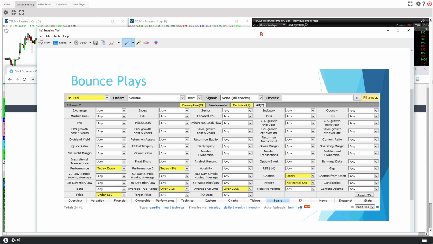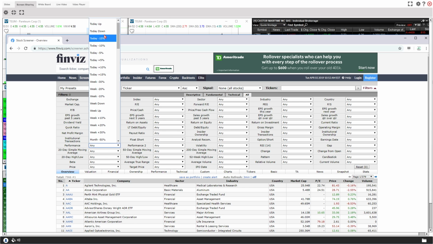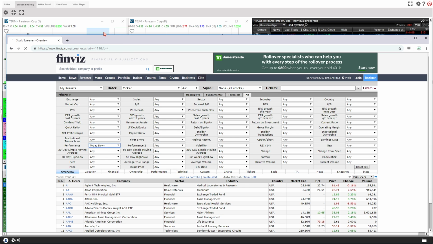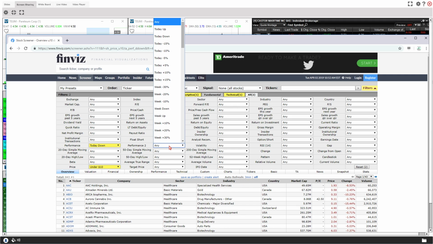Now, these are the current settings that we have for our bounce play. So let's type these out and see what we're going to have for our bounce play. For performance, we want today to be down because we want to see red today so we can bounce it in the future, right? Then we're going to have under $10 as always.